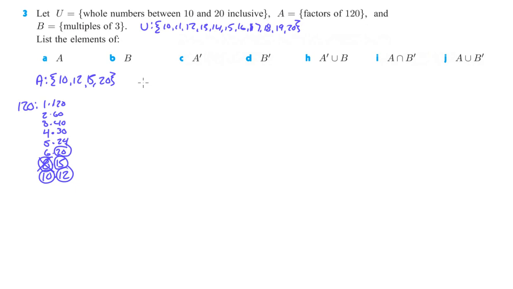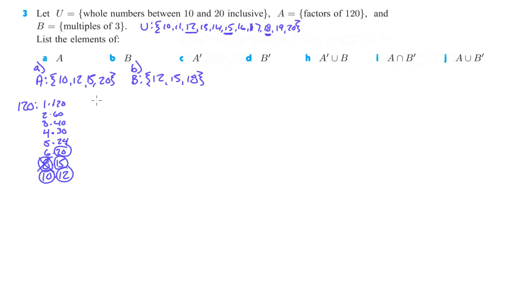Okay. So set B is going to be multiples of 3. That should be a lot easier to figure out. So multiples of 3 in here are going to be 12, 15, and 18. Okay, so this was A, this was B.